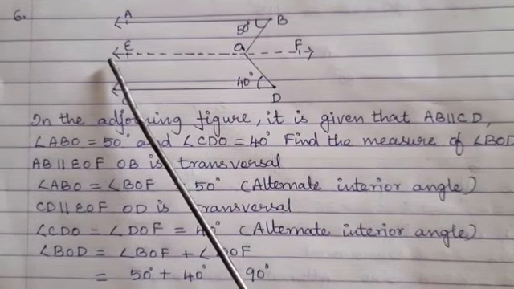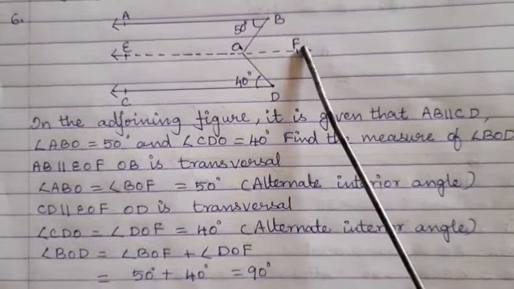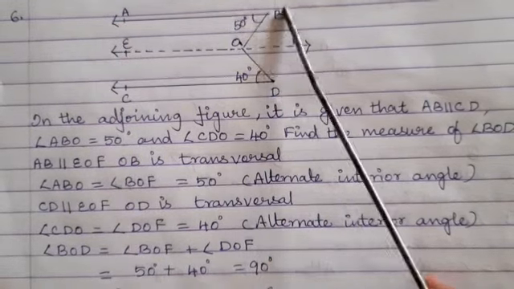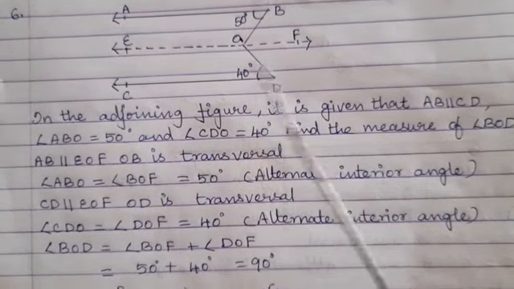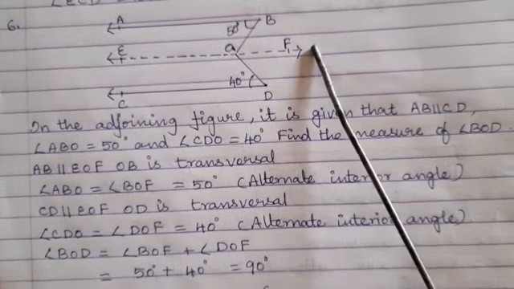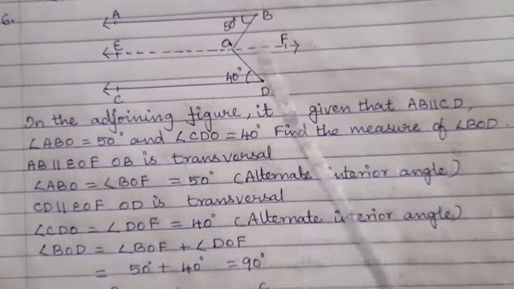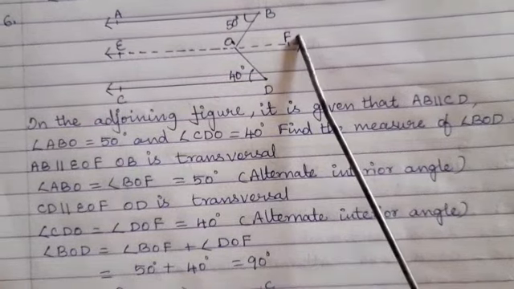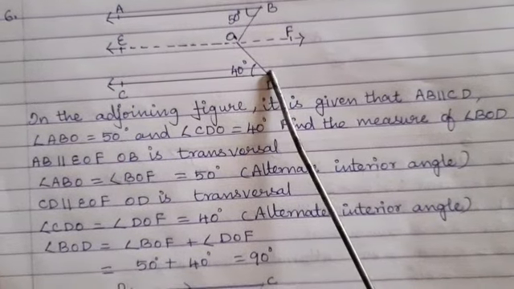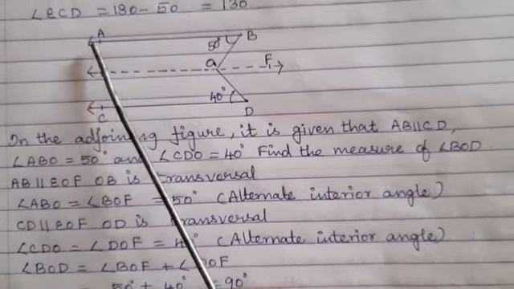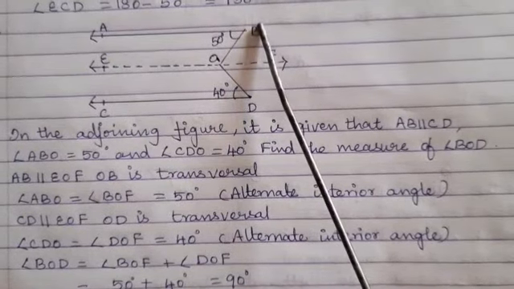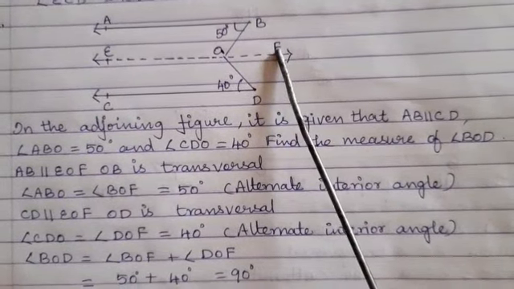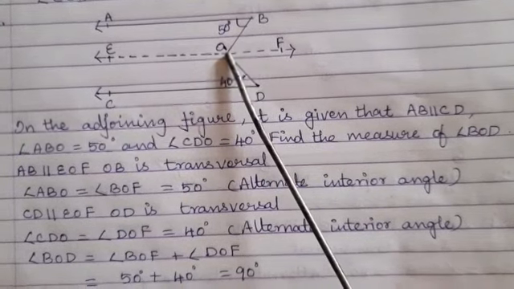So now we have to construct one more line parallel to line AB and CD. That is, in between we have to draw the parallel line, that is EF. Now AB is parallel to EF and parallel to CD also. So now we will take parallel lines AB and EF. These are the two parallel lines cut by a transversal OB.